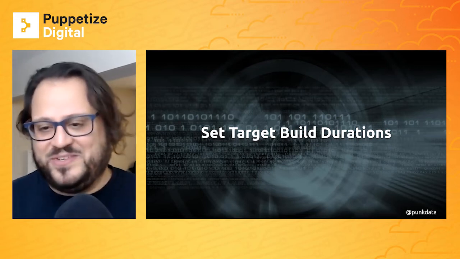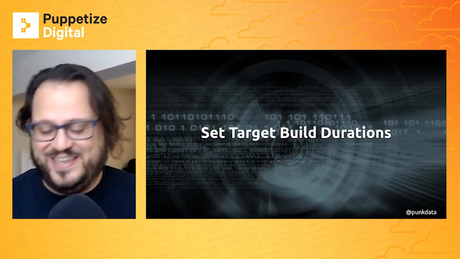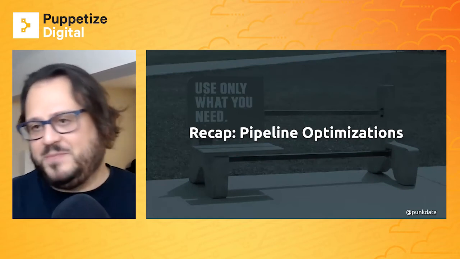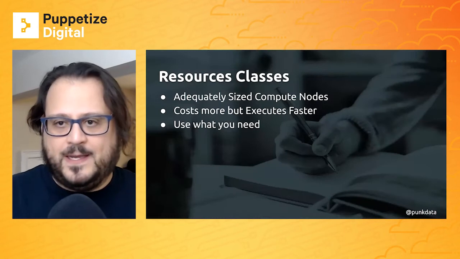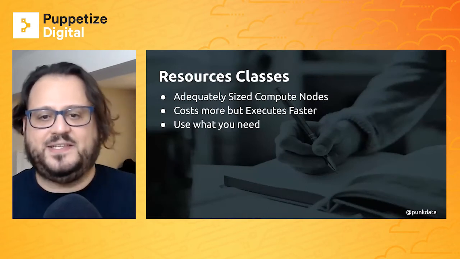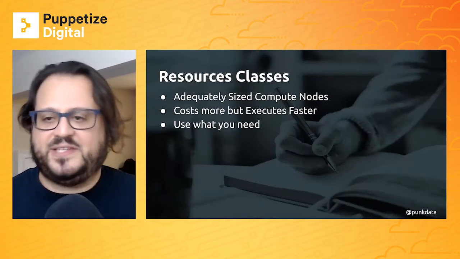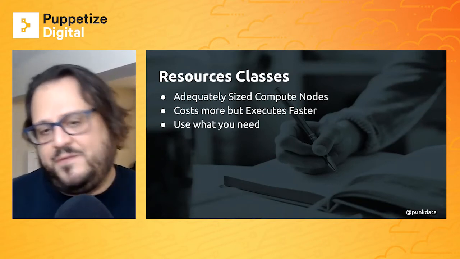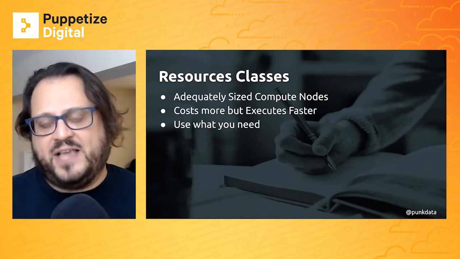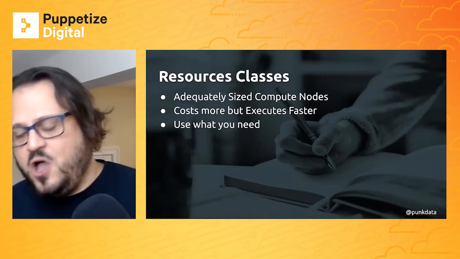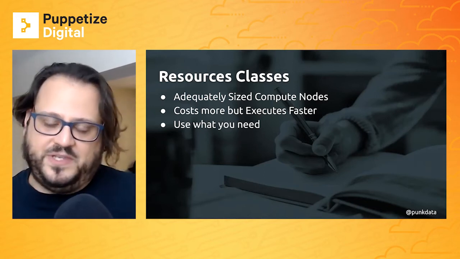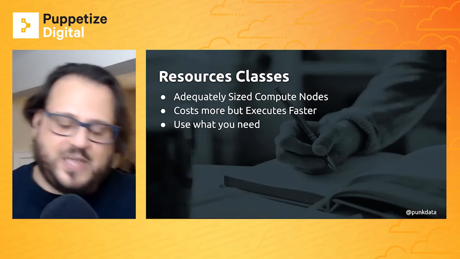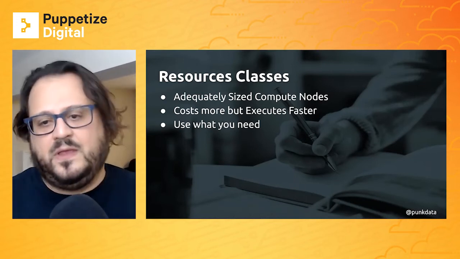1 minute build jobs for me is a goal. So let's do a quick recap on the pipeline optimizations that I was talking about. Look at resource classes, make sure that you're adequately sizing your compute nodes so that you can get things done quicker. Again, if it costs you a little more, it might actually be cheaper in the long run to execute these commands on these higher class resources, because again, the jobs will finish a lot faster.